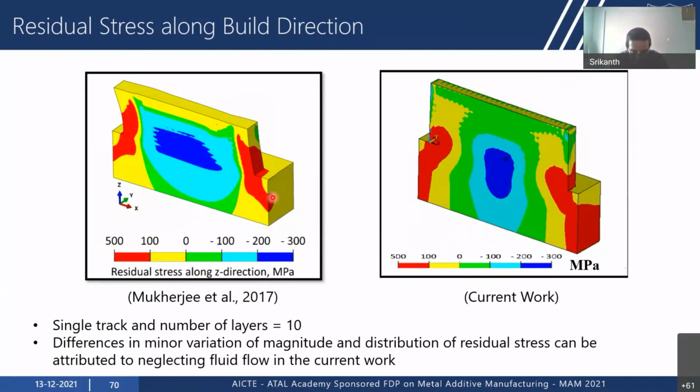There is some discrepancy in the numbers, which can be attributed to the fact that in our work, we neglected the effect of fluid flow, whereas in the work that was published by Mukherjee et al., they included the effect of fluid flow. And when the effect of fluid flow is incorporated, the cooling rates predicted will be lower.